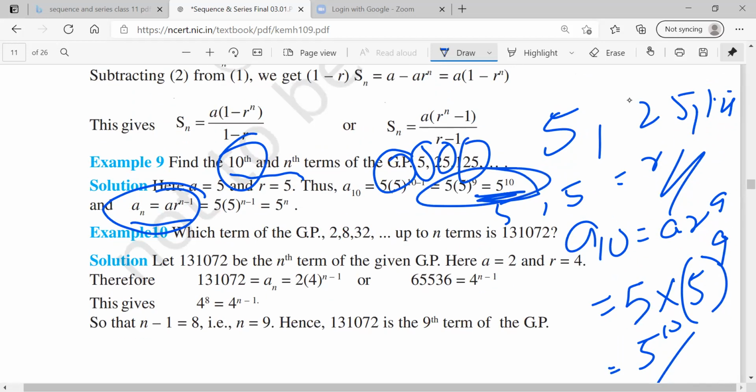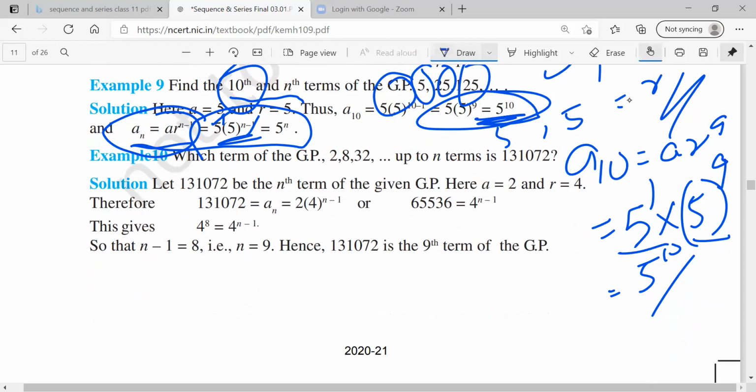First answer is this. 5 into 5 power 9 is 5 power 10. How do I get 5 power 1 into 5 power 9? Correct? If the bases are the same, we will add the degree or the power. That's it. Next thing, nth term. So this is 5 into 5. Here minus 1 and plus 1 will get cancelled. Answer is 5 power n. So it's as simple as that.